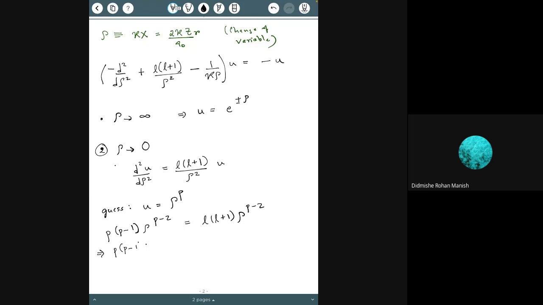P into P minus 1. What is P here? P is just, I'm guessing the form of U as rho to the power P. So P into P minus 1 is equal to L into L plus 1. And the solution that I get is P is equal to minus L, or P is equal to L plus 1.